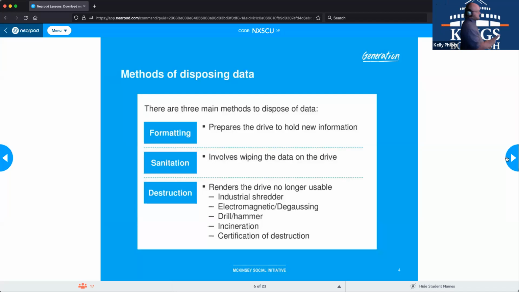Then there is sanitation, which is a way of wiping the data off the drive. What do you mean by zeroing? Can you explain that to me? Well, zeroing is when you write a bunch of zeros, or random ones or zeros, over and over again on the drive. Yeah, you can do multiple passes. Yes, that is a form of sanitation.